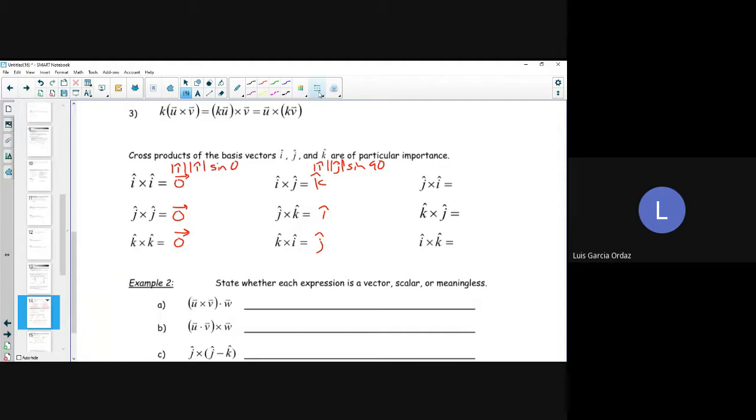Because of the first page example, we know that u cross product v cannot equal v cross product u. So i cross product j is not the same thing as j cross product i. When we do the cross product of j and i, this is going to give us negative k.